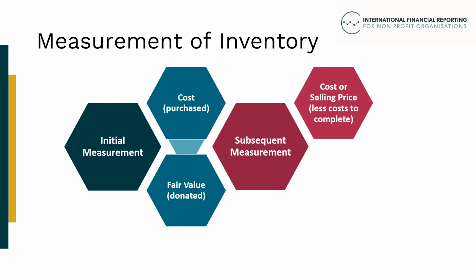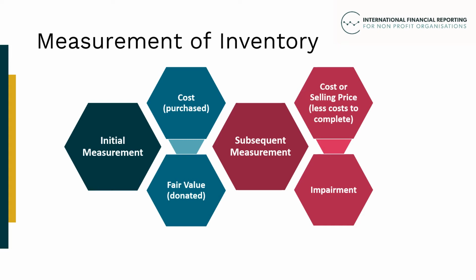Where the selling price less any costs to complete the item is lower than the cost of the item, this means that the entity will not be able to recover all its costs, and the inventory is impaired. The carrying amount of the inventory is therefore reduced to its selling price less any costs to complete the item. The amount of the reduction to the carrying value of the inventory is recognized as an expense.